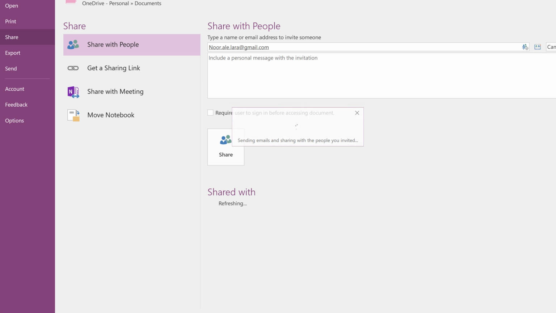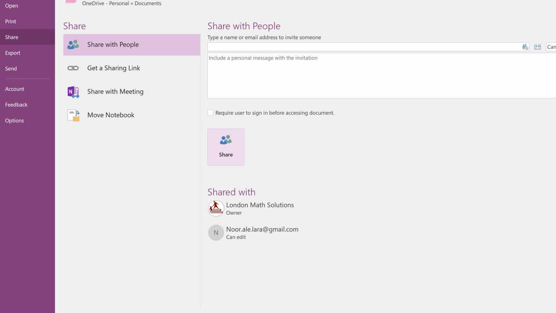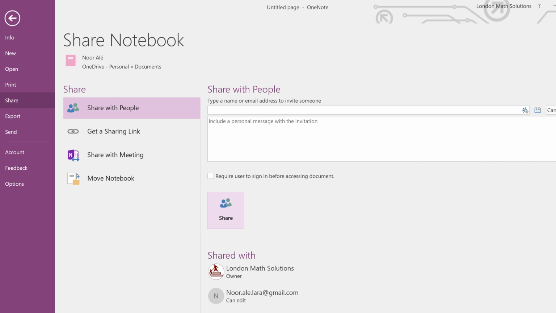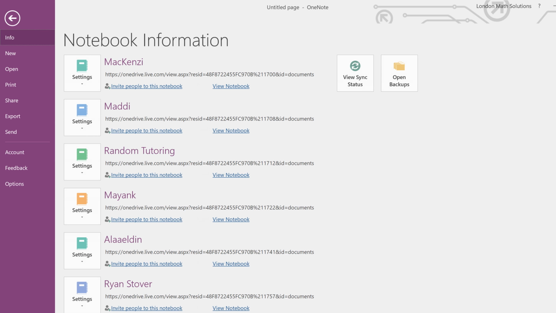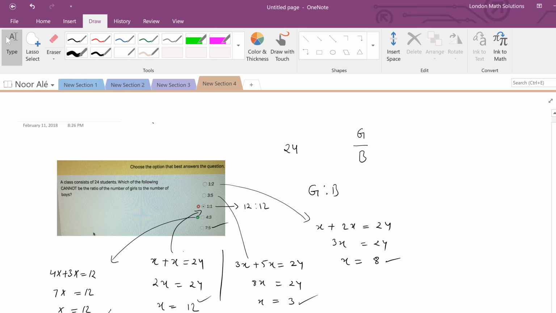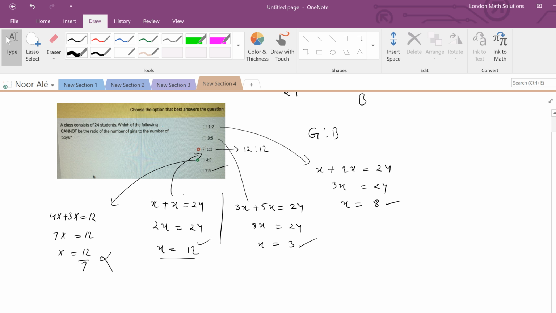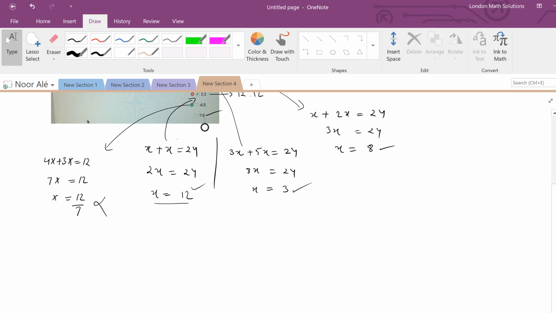Now it's shared with you most of the time. If that's your first email from London Math Solutions, then sometimes it goes to the spam box, so you can open that one if it's not in your inbox. Whenever you click on that, it's going to give you the link for the OneNote. That's the OneNote right now where we are writing, so you can see all the slides that we are working on. So all the slides will open up.